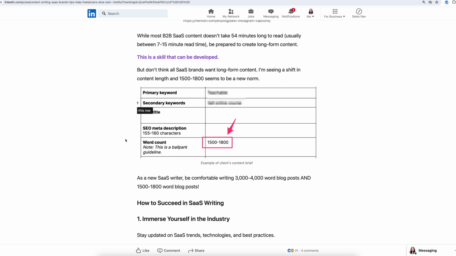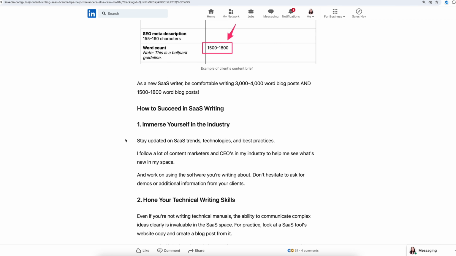So that tells me that the landscape of long-form writing is changing, and that's good, right? I need to be comfortable writing 3,000 to 4,000 words for a client at a time, as well as 1,500 to 1,800 word blog posts. If I can make those my sweet spots, then it's easier for me to create the content, and that doesn't take me 20 hours to create, right?